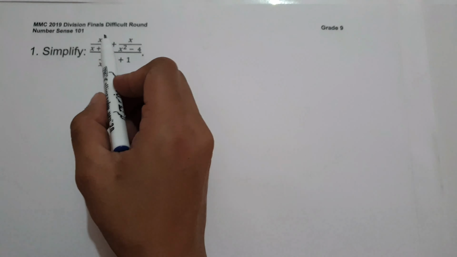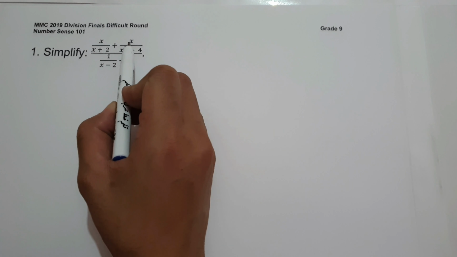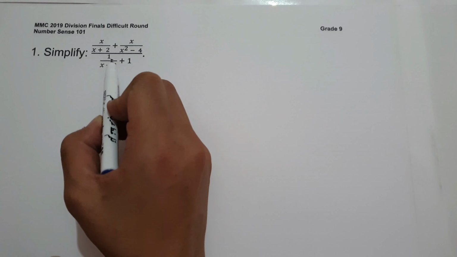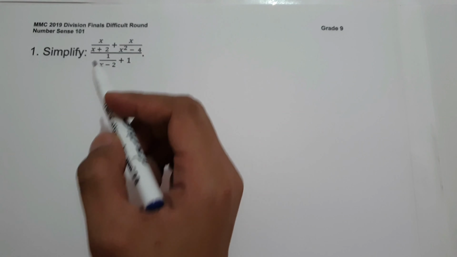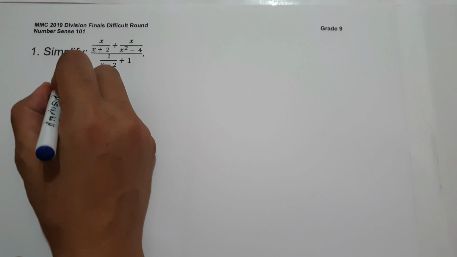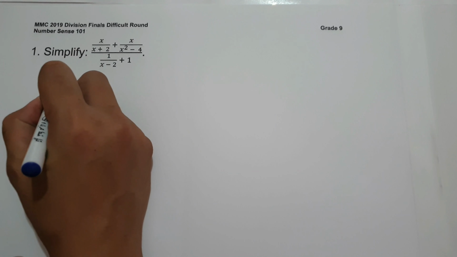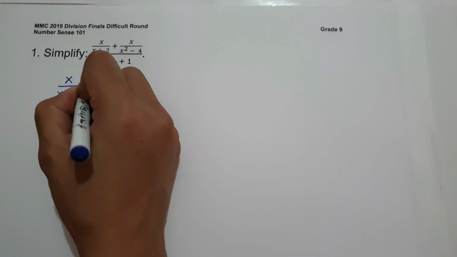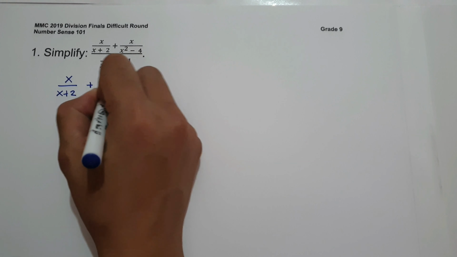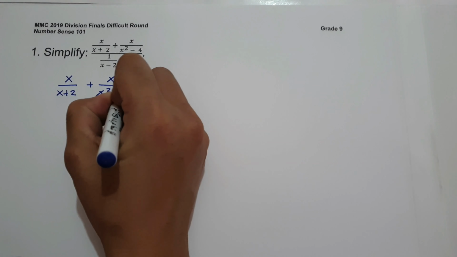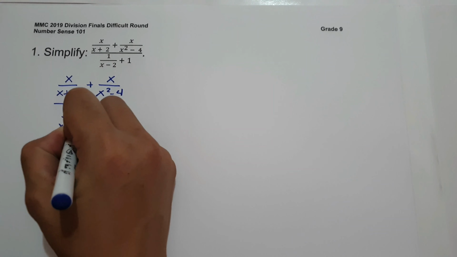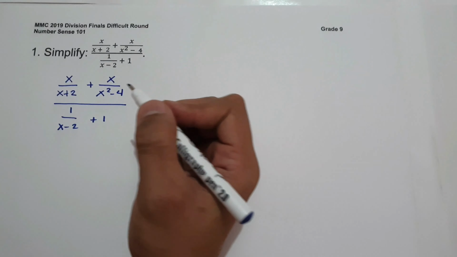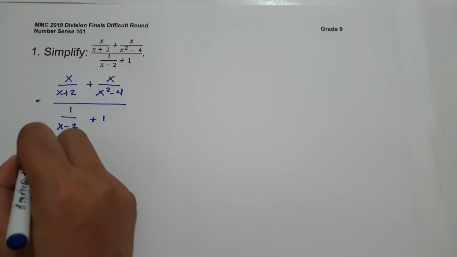On number 1, simplify (x over x plus 2 plus x over x squared minus 4) all over (1 over x minus 2 plus 1). So let us write first the given: x over x plus 2 plus x over x squared minus 4 all over 1 over x minus 2 plus 1. So let us simplify first the numerator.